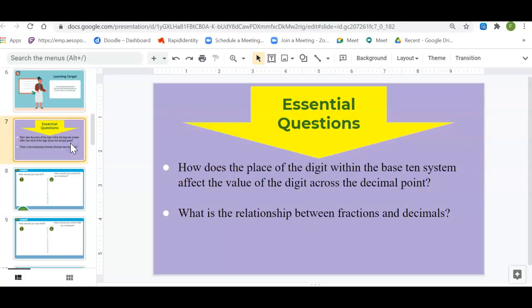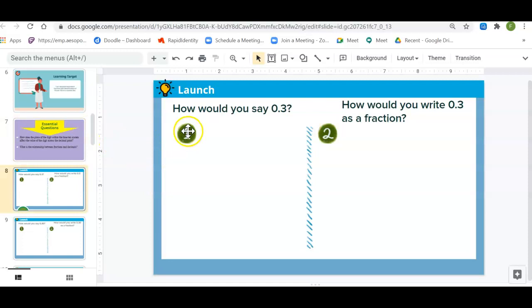Now our essential questions for this entire unit remain the same. We just continue to build upon them. How does the place of the digit within the base 10 system affect the value of the digit across the decimal point? And what is the relationship between fractions and decimals? Let's go ahead and go to our next slide. And we've got some questions here.